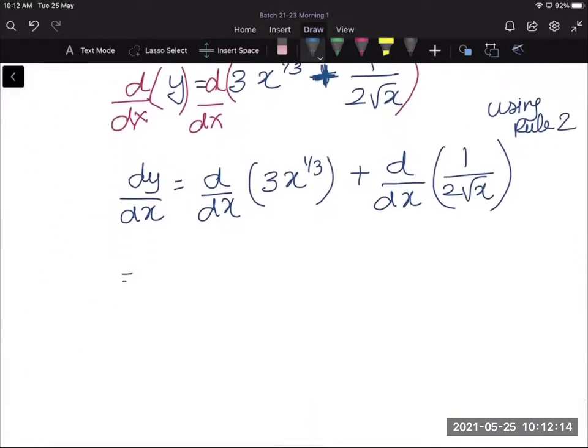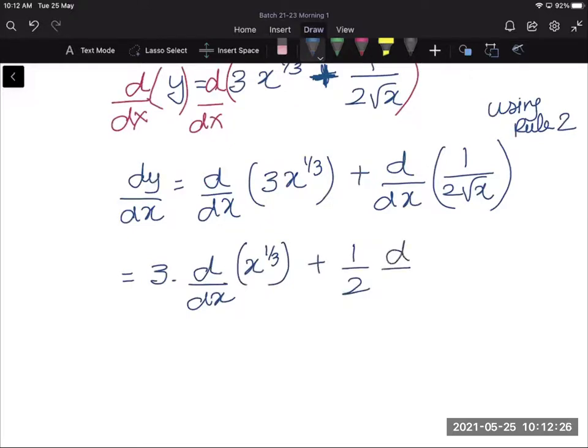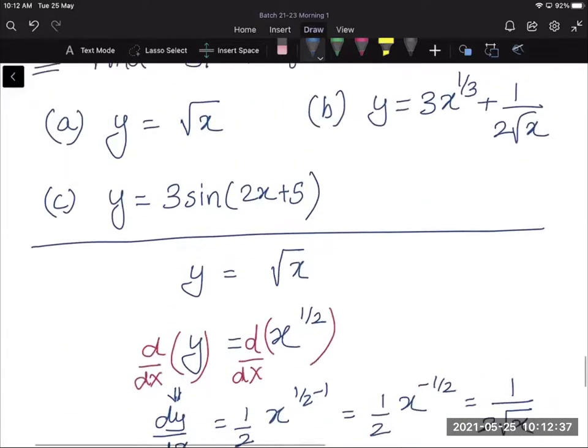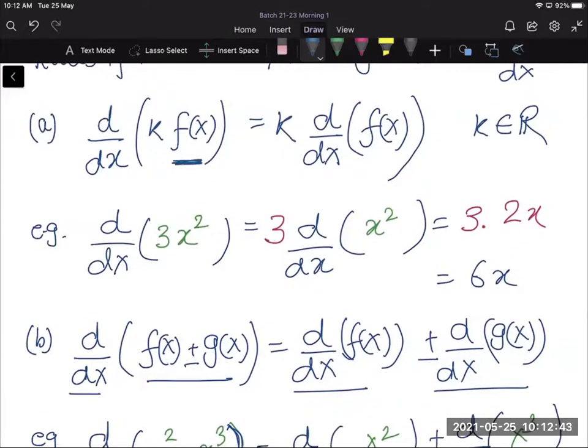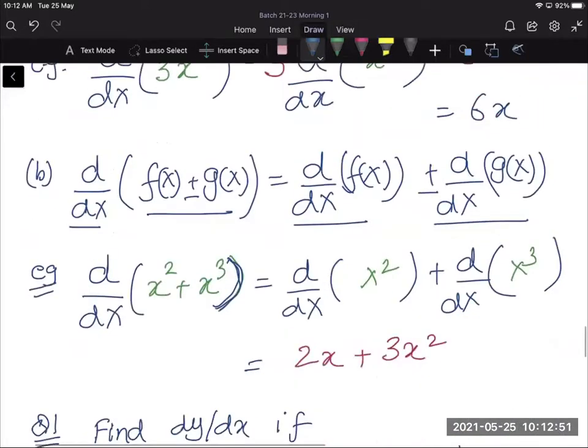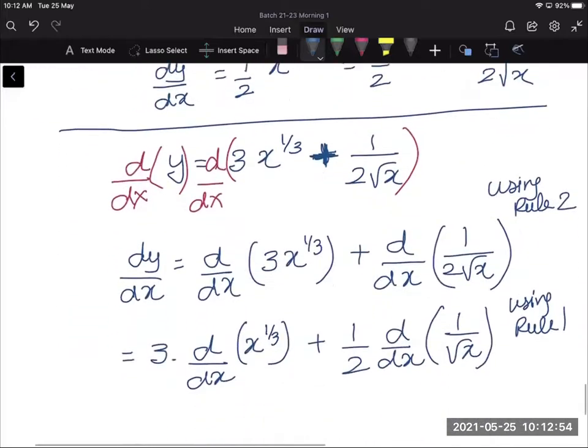Okay, now I'm going to write this as 3 into d by dx of x raised to power 1 by 3 plus 1 by 2 into d by dx of 1 by root x. This is using rule number 1. What is rule number 1? अगर हमारे पास जो फंक्शन है डिफरेंशिएट करने के लिए उससे मल्टीप्लाइड कोई नंबर है तो ये नंबर जो है बाहर आ जाता है. That does not take part in the process of differentiation.